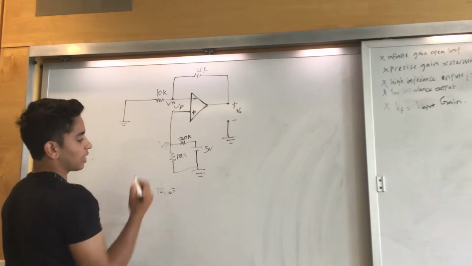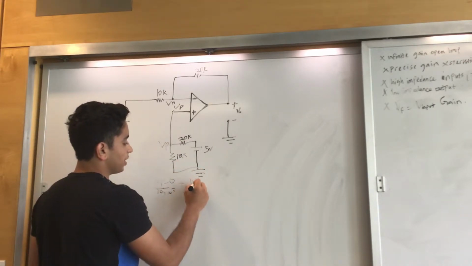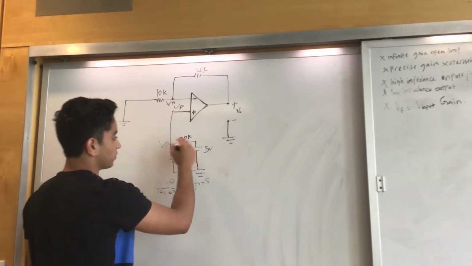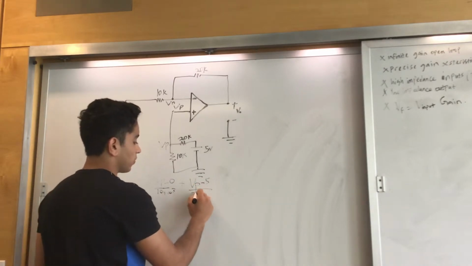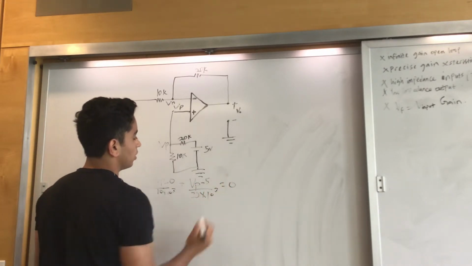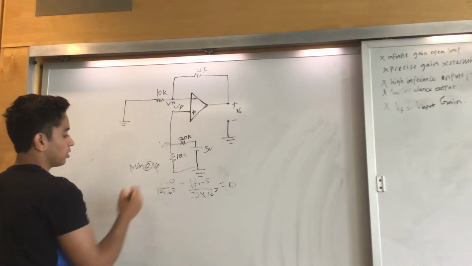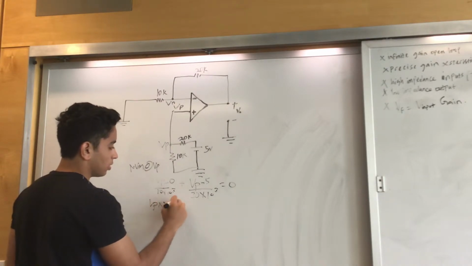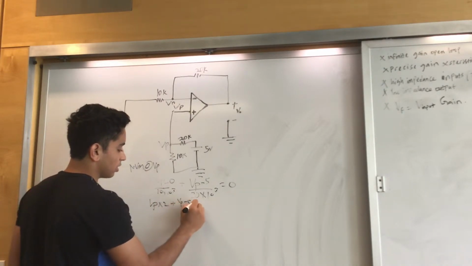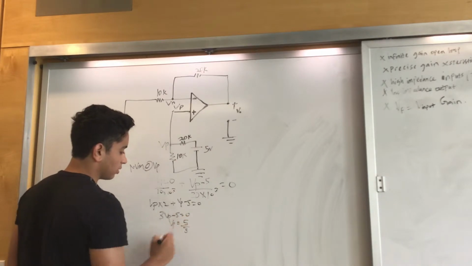into 10 raised to the power 3, because 10k minus 0 plus VP minus 5, because we are going this side, so it's VP minus 5 on 20 into 10 raised to the power 3 is equal to 0. That's according to our NVM at node VP. So VP into 2 plus VP minus 5 is equal to 0. So 3 VP minus 5 is equal to 0. VP is equal to 5 by 3 volts.